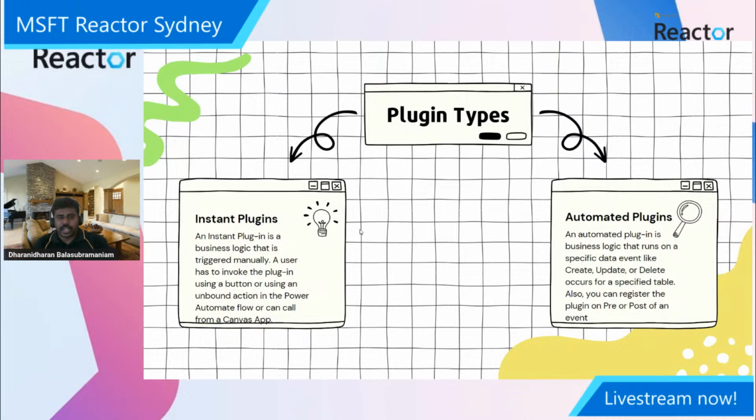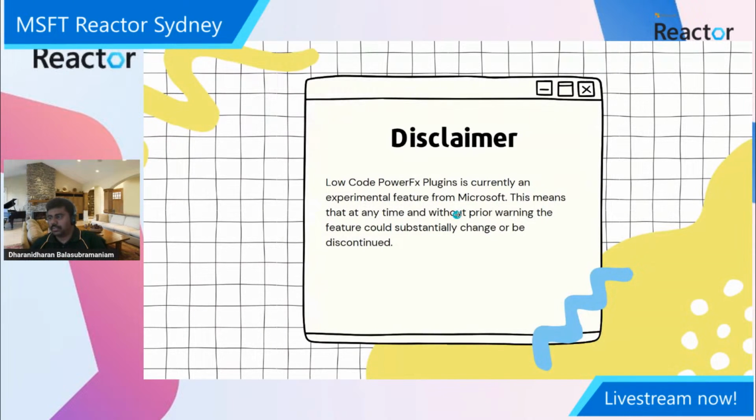And you can also decide whether the plugin runs before or after the event completes, which allows the flexibility to access and modify the values at the key stage of the event. Okay, and these are the two types. Let's jump into the demo in detail, and we'll see.